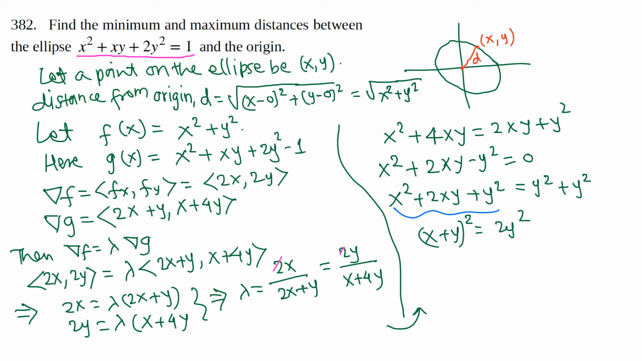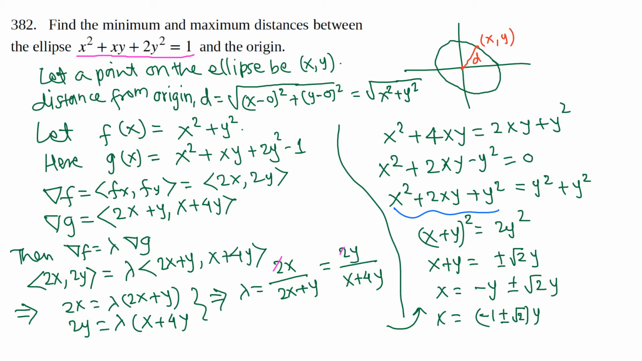Take the square root of both sides. x plus y equals plus or minus root 2 times y, and subtract y from both sides. x equals negative y plus or minus root 2 times y. So finally we can factor y out: x equals (negative 1 plus or minus root 2) times y. Let me rewrite this one more time. x equals (negative 1 plus or minus root 2) y.